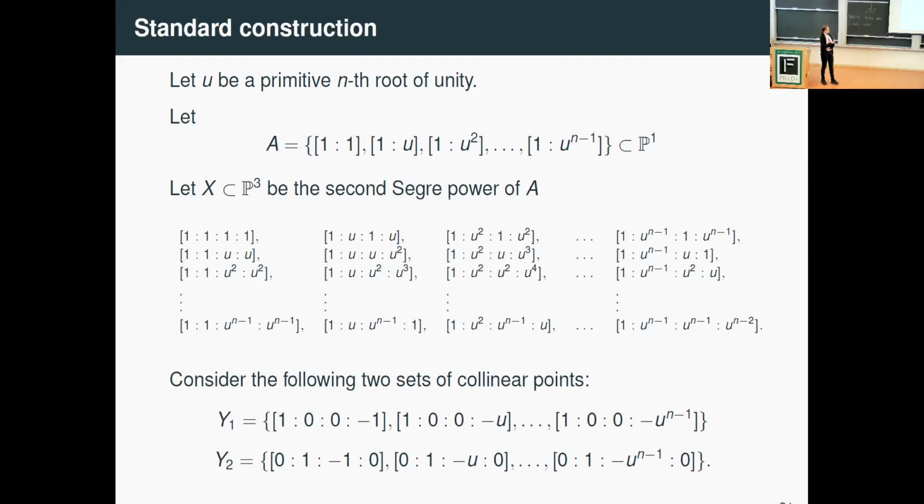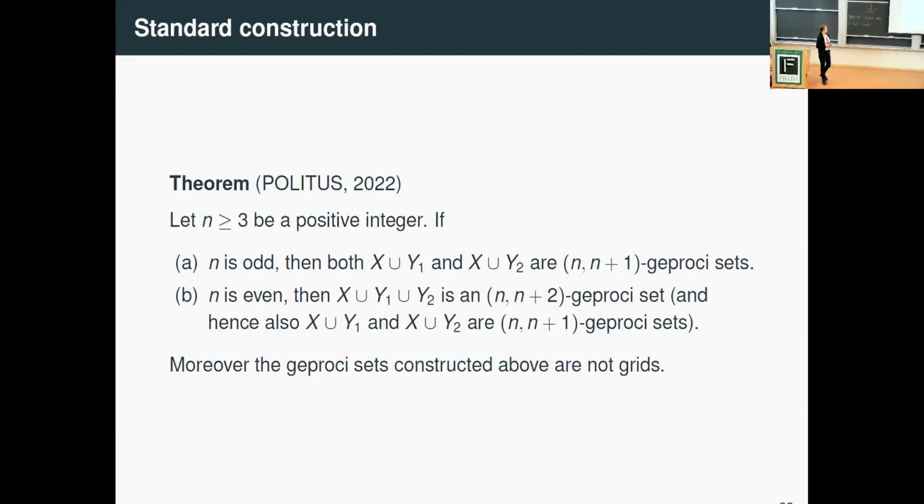The set X is on a quadric. It is a grid, and Y1 and Y2 are outside of this quadric. And the theorem says that if n is a positive integer which is at least 3, then we have two options. If n is odd, then the set X plus Y1 and the set X plus Y2 are n times (n plus 1) Geproci sets.